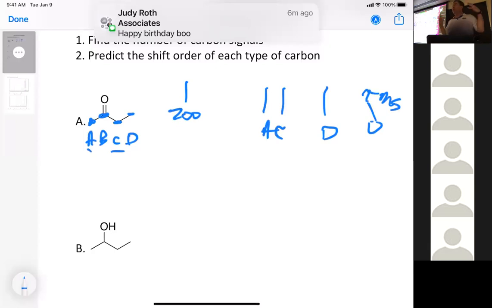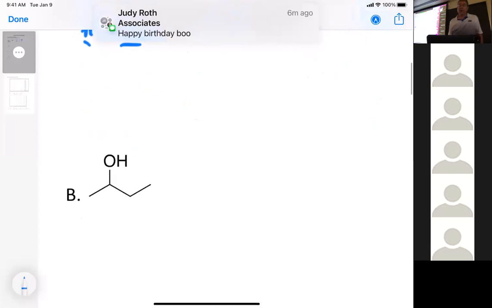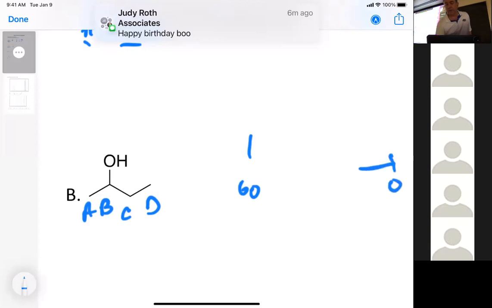Okay, so now we can do that again. Let's do this for this one. Remember right here, we had 1, 2, 3, 4, 5 different signals for hydrogen right here, but we only have 4 signals for carbon, okay? We're gonna have A, B, C, and D. And which one's gonna be most downfield? B, because it's attached to the oxygen. So we're gonna have B, it's gonna be somewhere around 60. And then 0 is down over here.